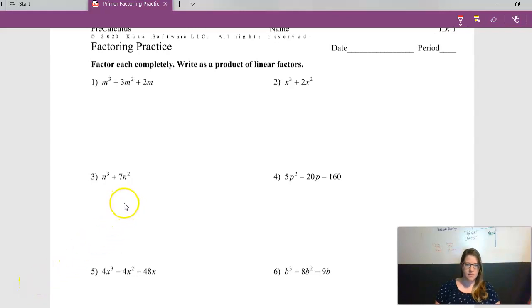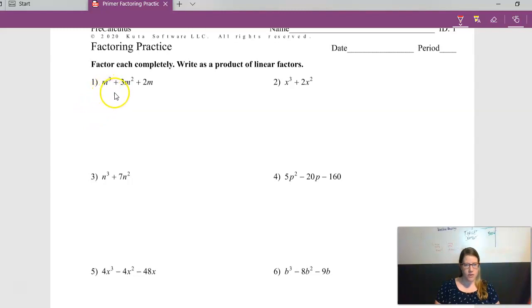Hi guys, as we go through this next unit, we are going to need to be able to factor. This is something that should be reviewed, but I just wanted you to take a day and review different techniques for factoring. So remember, when we factor or write as a product of linear factors, we're trying to get all these m's separated. So right here we have m to the third plus 3m squared plus 2m.